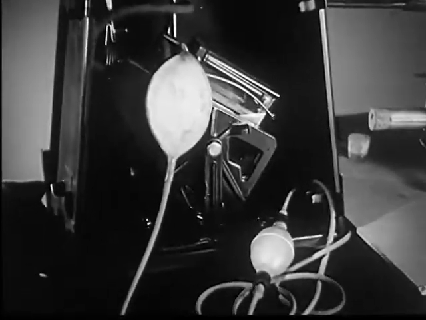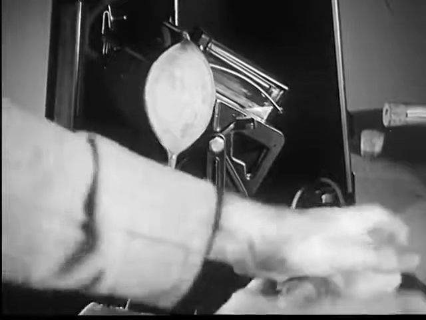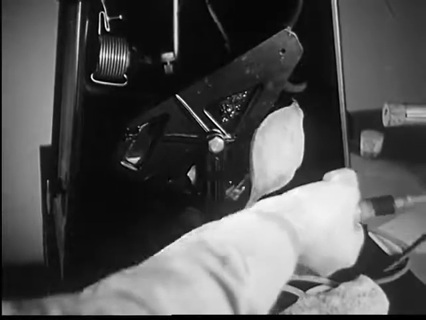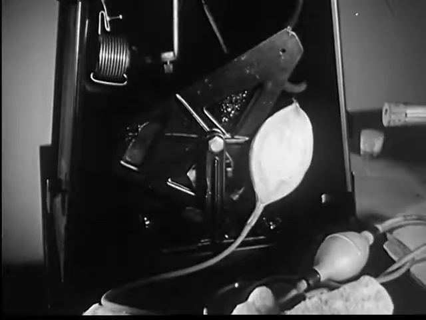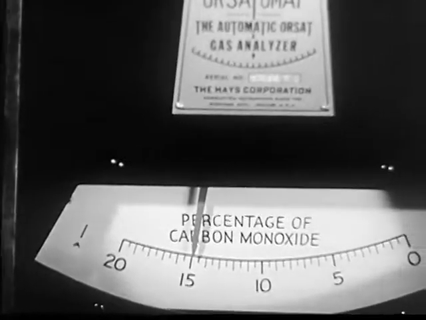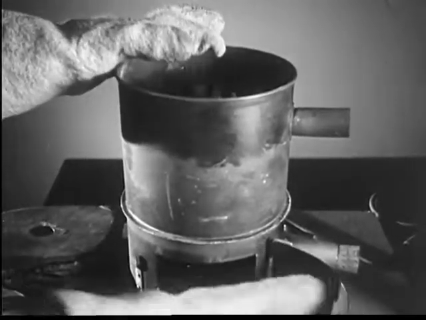This device draws in a sample of the gases around the flame, measures the carbon monoxide, and shows the exact amount on an indicator. In this case, the indicator tells us that there is 15% of carbon monoxide being wasted in the burner. Now we'll open the cover and supply a lot more oxygen.